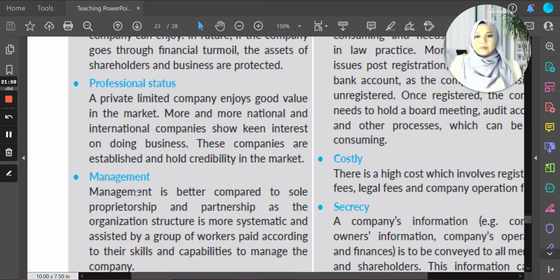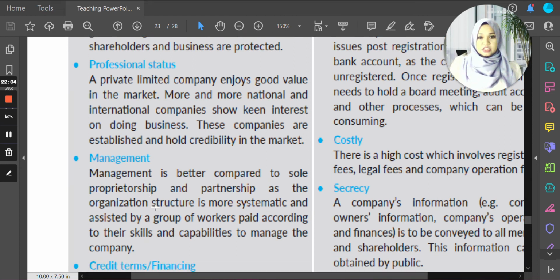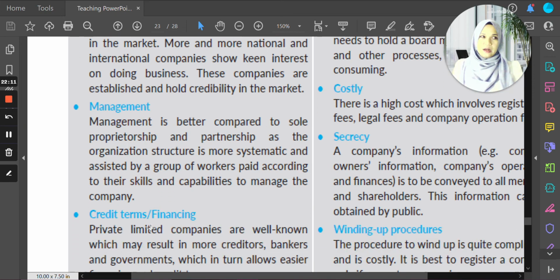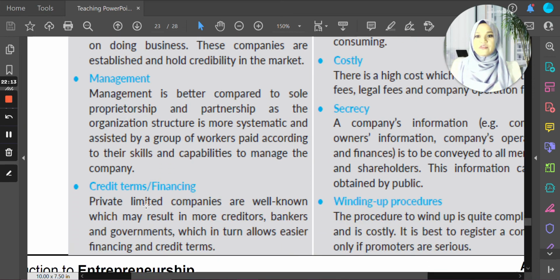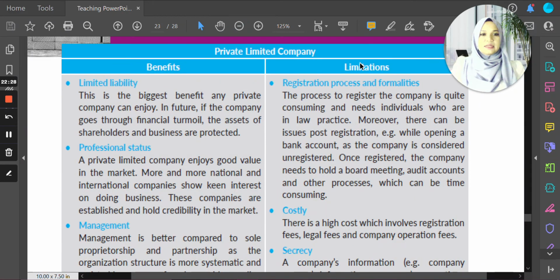Next one, we talk about management. They are better compared to the sole proprietorship and partnership, as the organization structure is more systematic and assisted by a group of workers paid according to their skills and capabilities to manage the company. And in terms of credit and financing, it is also easier to get creditors, easier to convince the bankers and even the government to give them credit or loans.